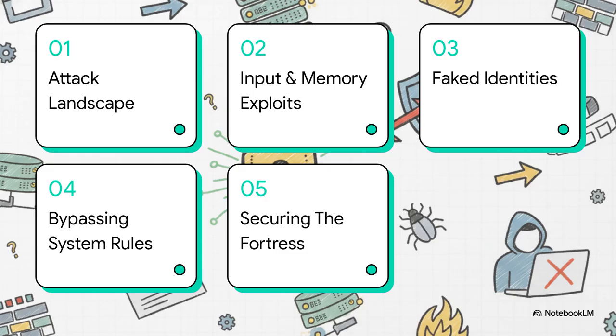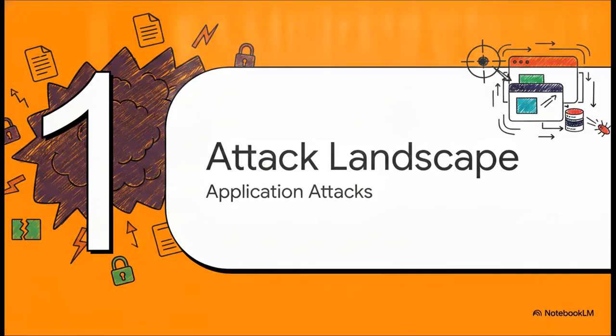Let's get into it. Here is our roadmap for the day. 1. The application attack landscape. 2. Input and memory exploits. 3. Faking identities and forgery. 4. Bypassing system rules. And 5. Securing the digital fortress.